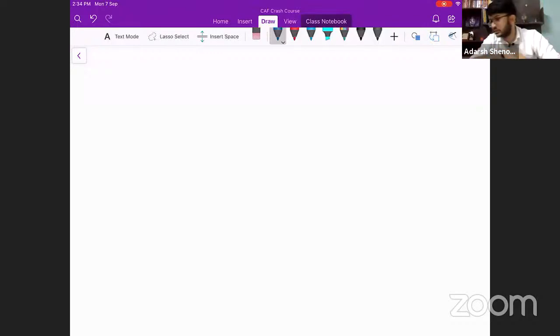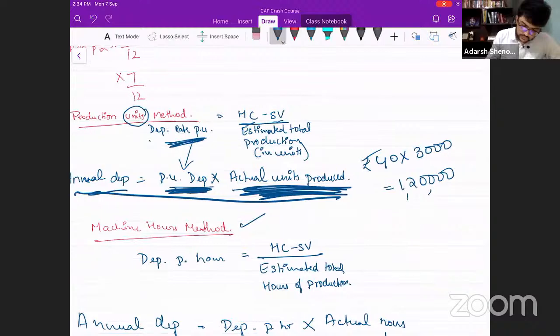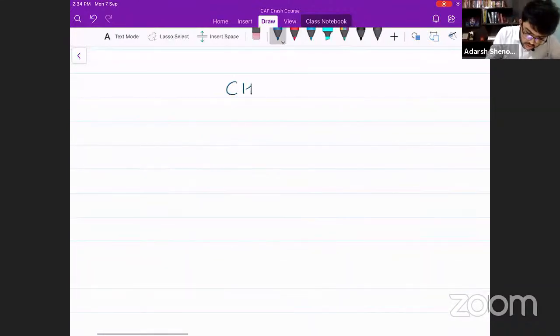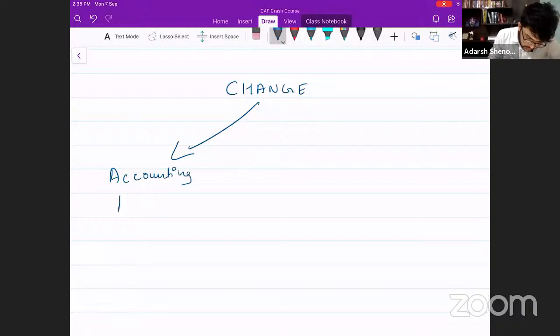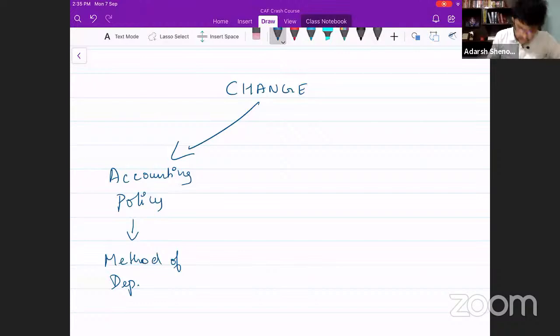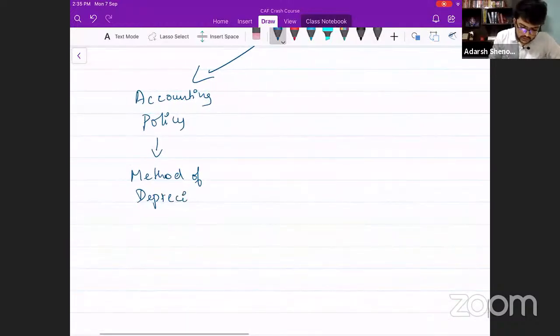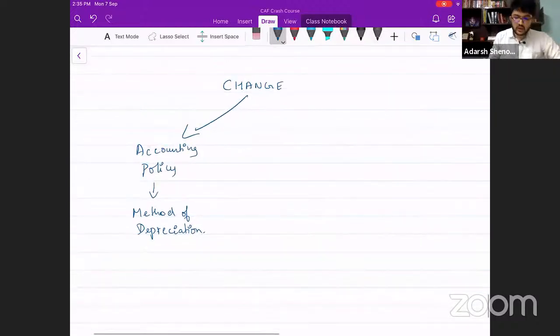Okay, the method may be changed. So what am I discussing over here? I am discussing change. So when I said change, I told you the accounting policy, that is the method of depreciation, might change. Method of depreciation we may change. Not just the method of depreciation or the accounting policy you might want to change, but sometimes, please pay attention to what I'm discussing.